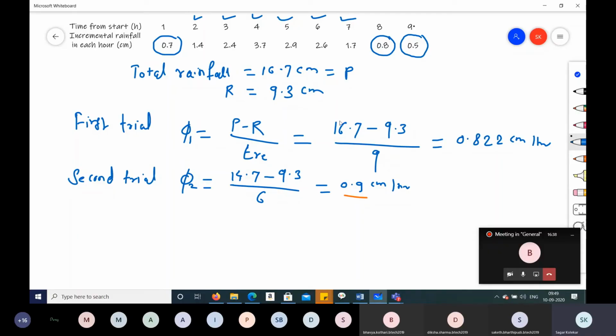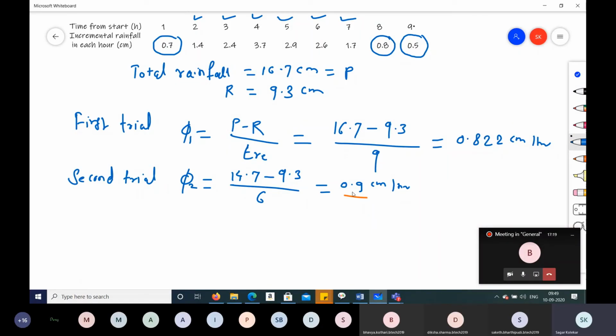So which value is less than 0.9 centimeter per hour? Can you tell me? None of the values, sir. So there is no value which is less than 0.9 centimeter per hour. If there had been values less than 0.9 centimeter per hour, then in that case we would have taken a third trial. Now it is very clear that 0.9 centimeter per hour is the actual phi index for this particular problem.